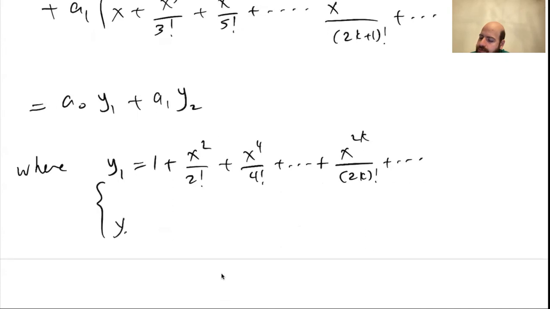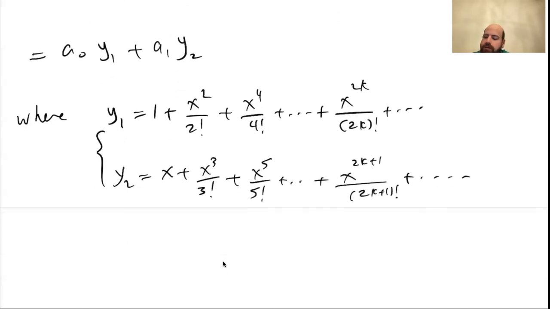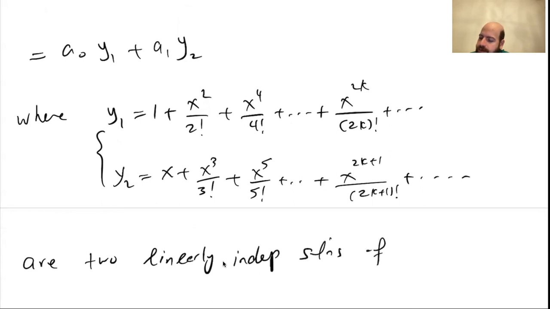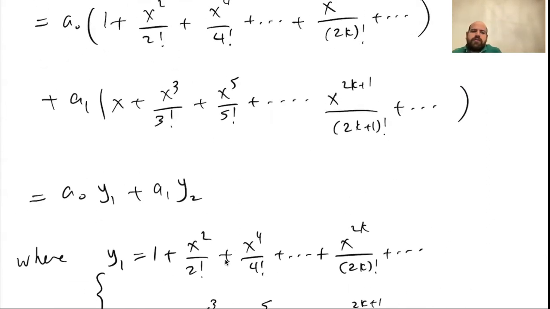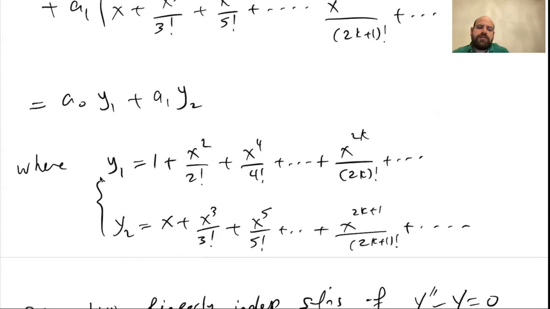y2 is x plus x cubed over 3 factorial, x to power 5 over 5 factorial, x to power 2k plus 1 over 2k plus 1 factorial plus dot dot dot. These are two linearly independent solutions of our ODE, which was y double prime minus y equals 0. So we wrote the general solution as A0 y1 plus A1 y2. And this is y1, this is y2.